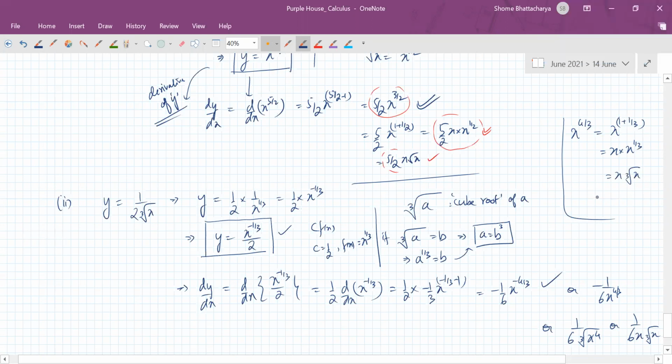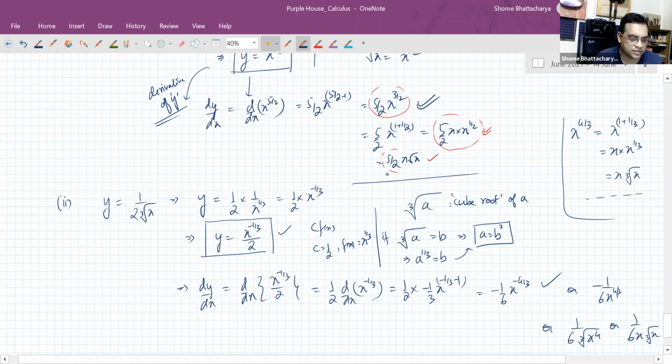So here you're using that formula, d by dx of x raised to the power n. Yes, we are using that formula over here. So what is the value of n here? Minus 1 by 3.